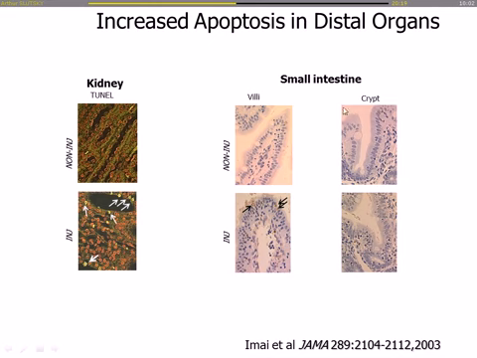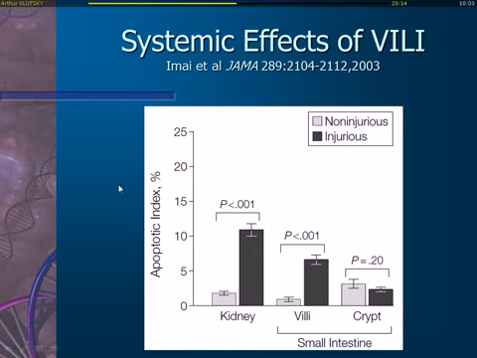And the same in the small intestine, in the villi, but not in the crypts, with the injurious ventilatory strategy. And we summarize this. Here's the apoptotic index. You can see in the kidney that there's a marked increase in the apoptotic index. In the villi, there's an increase, not in the crypts.